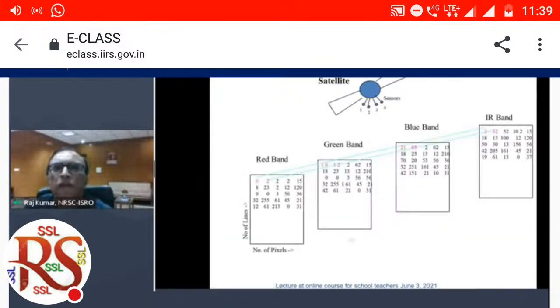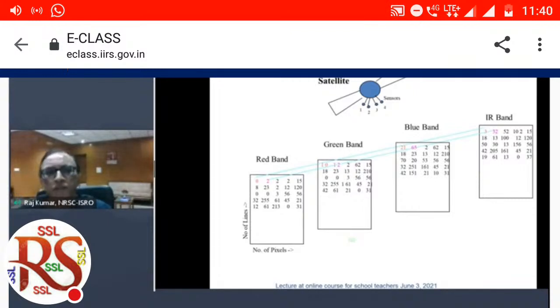And each sensor, we can have, suppose, 4 sensors, 10 sensors, or 20 sensors. Each sensor will go on taking information at a particular point of the Earth. The sensors are adjusted like that for the same point on the Earth. You get the information from the different channels or the spectral bands, like in this case, we are showing the red band, green band, blue band, and infrared bands.